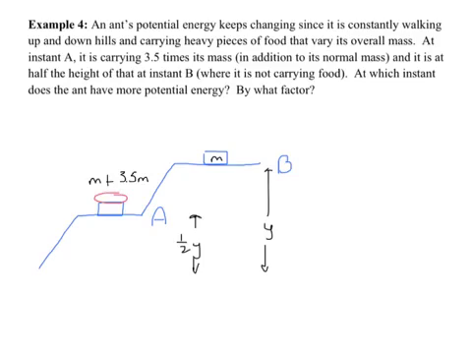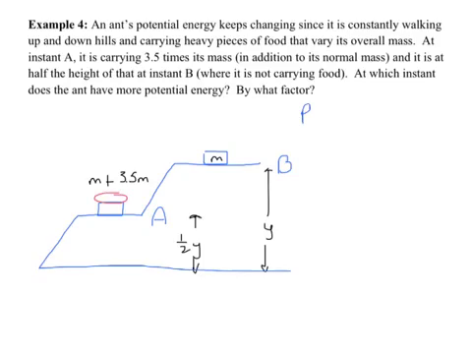So again, we have to use our context clues up here. It says it's carrying 3.5 times its mass in addition to its normal mass. Now, in these two spots, we know that the gravitational constant is the same, g, so that doesn't affect the problem at all. So now we have all that we need to know.